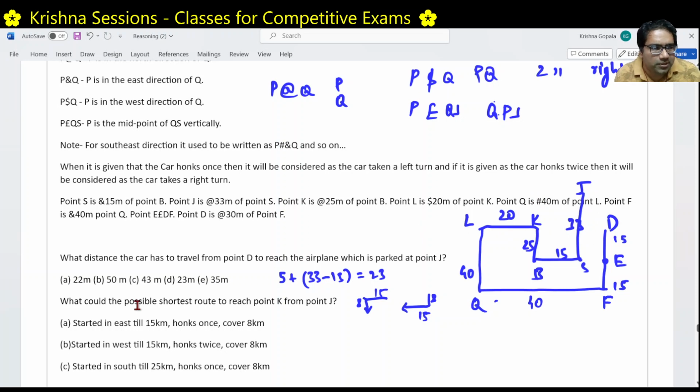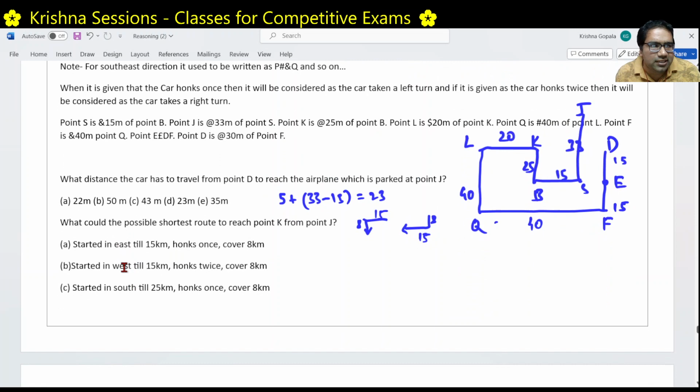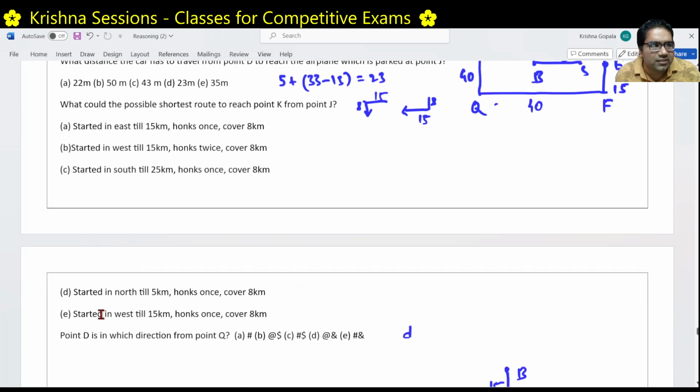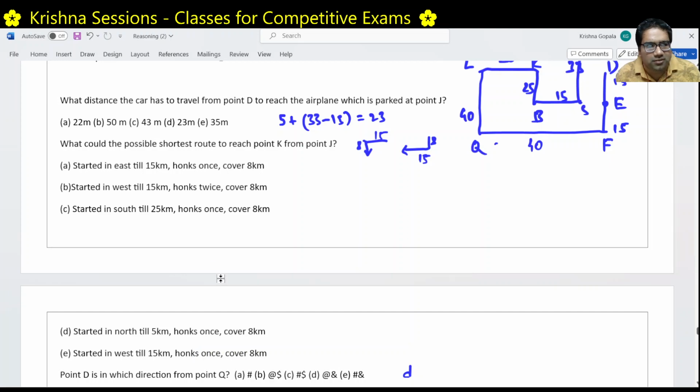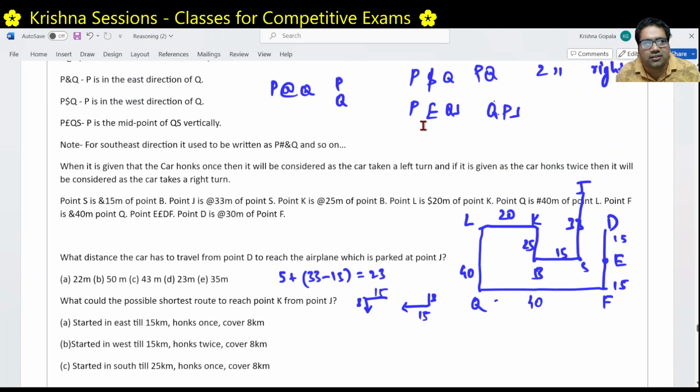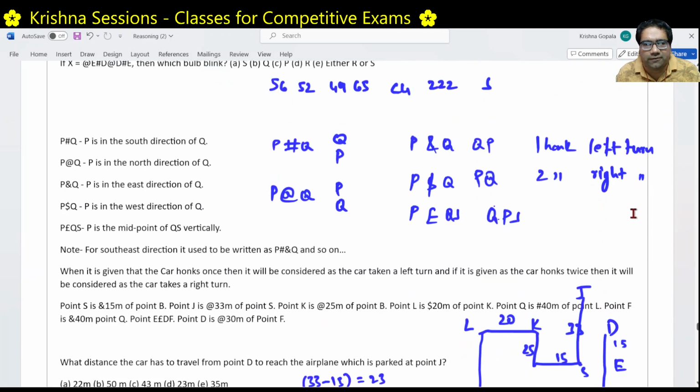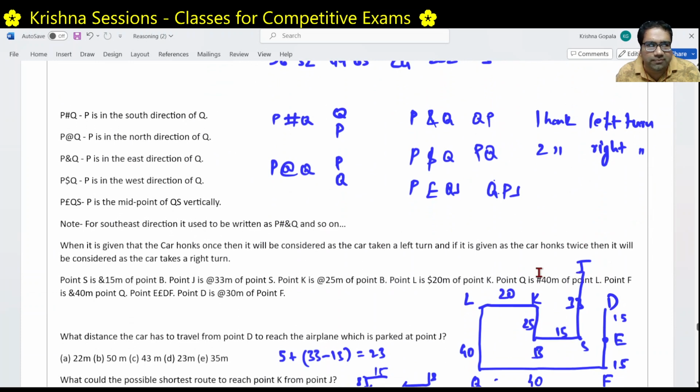Now, let's look at the options. So, starting east is anyway useless. Either starting west or starting south. These are the only two ways. Now, he is talking about honks also. What is honks? Honking is, one honk is left turn. Basically, if he has gone west and then one left turn, then that is sufficient.